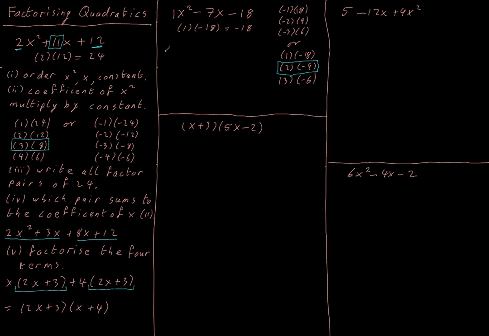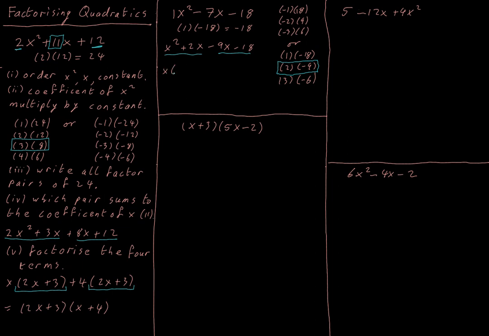So now I break that up. x squared plus 2x minus 9x minus 18. And now I just have 4 terms, and I take the common factor of the first 2 and the common factor of the second 2. So now we're down here.